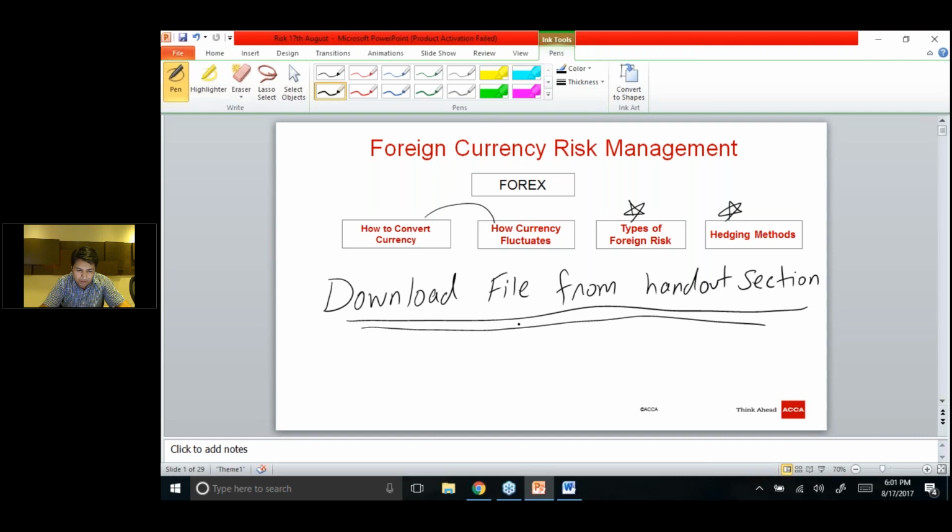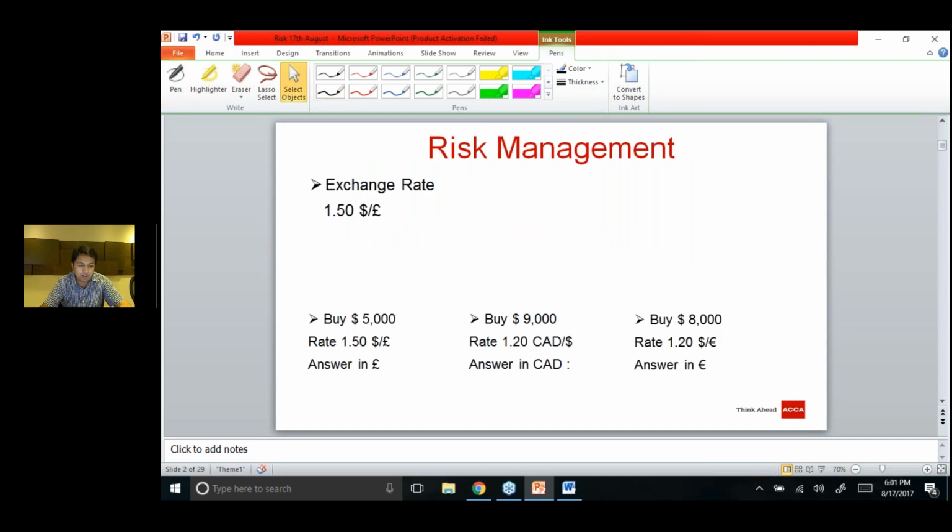So I'm moving to the next slide, in which we are going to study how to convert currency. This is the exchange rate, $1.50 over pound. This is also called spot rate. The currency which is in the numerator is the first currency. The currency in the denominator is the second currency.